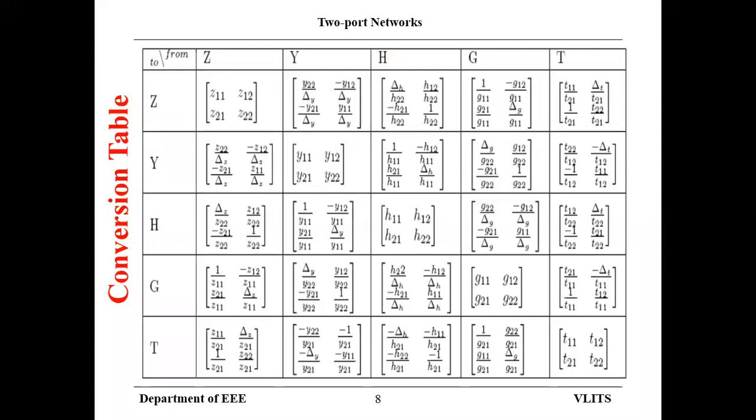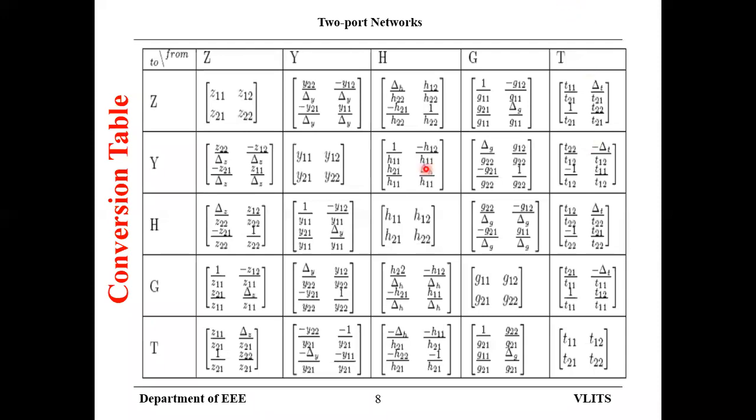Of course, H and H is the same, 1, 2, 3, 4, all other four parameters. So like that, if you know any one parameter, you can find all the remaining parameters by using these relationships. Okay. So this is the conversion table. This is how the different sets of parameters are related.